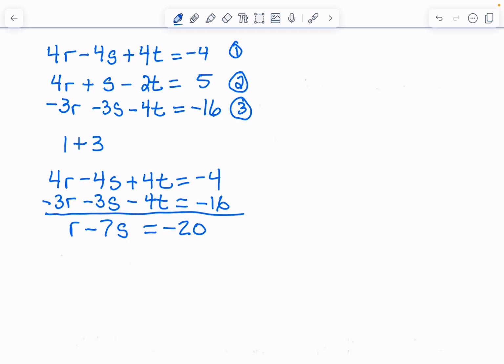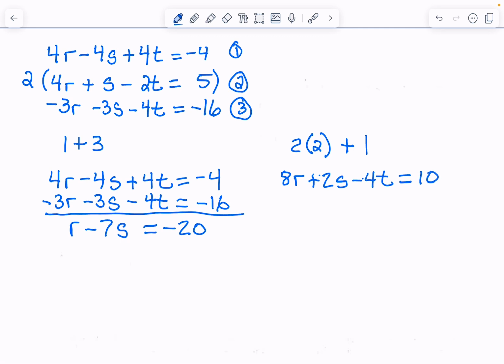Now, if we look at it again, if we take the second equation and multiply it by 2, and then add it to the first one, we will get -4 for the second one, and we'll get +4, and then we could add those and eliminate the t's also. So we're going to do 2 times the second one. I'm going to put the 2 up here, right? And 2 times 4 is 8r. 2 times s is plus 2s. 2 times -2 is minus 4t. And 2 times 5 is 10.